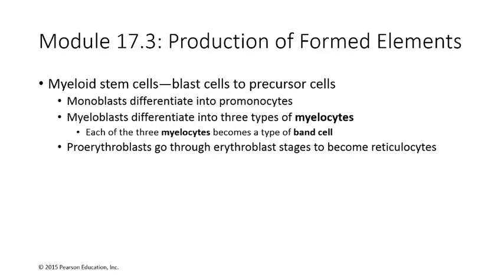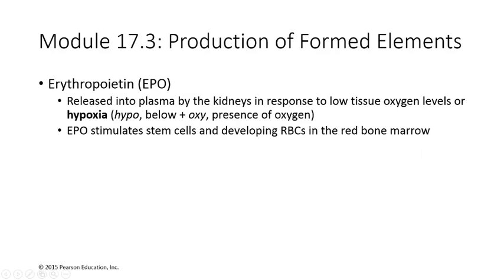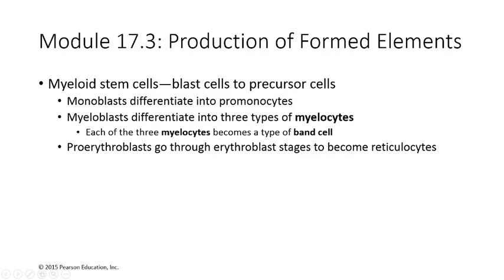The monoblasts, and we'll see a picture of all this in a moment, differentiate into promonocytes, and those myeloblasts differentiate into the different myelocytes, and then finally, we'll see that they become a type of banded cell. We'll talk about that in a minute. And then the proerythroblasts go on to form eventually erythrocytes.